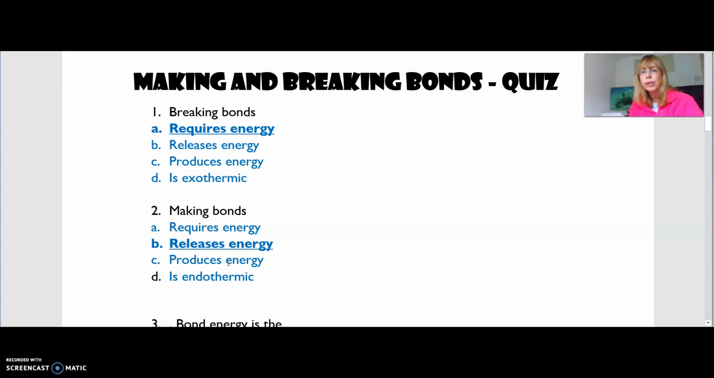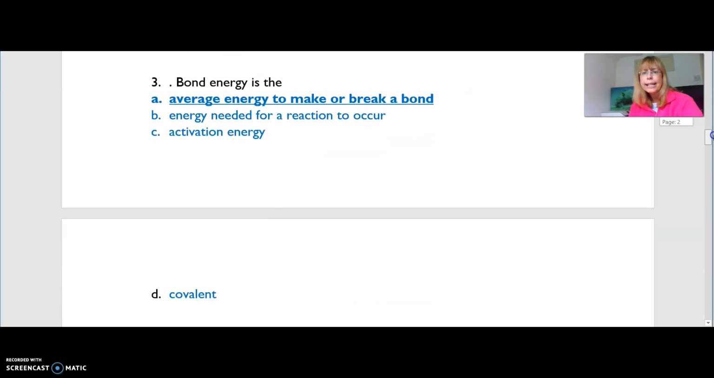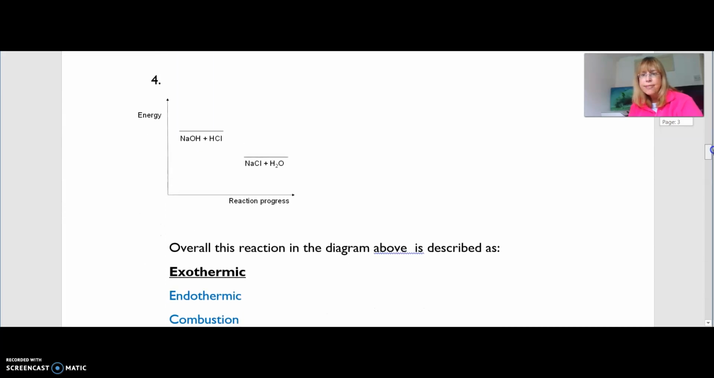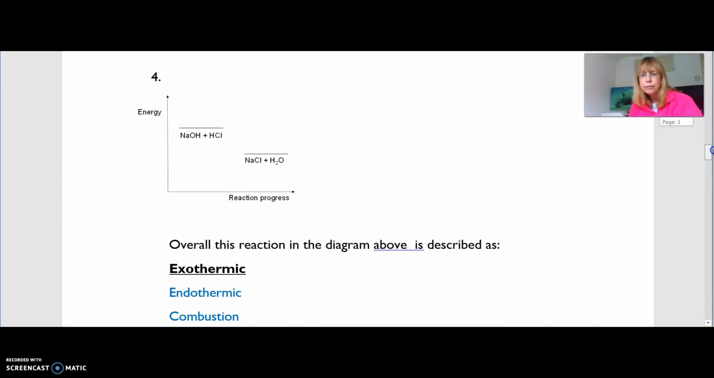And both in chemistry and in biology exams, the examiners are told to be very, very strict about this. So it is "releases" rather than "produces". And bond energy is the average energy to make or break a bond. You did very well with that. And then this little graph over here.